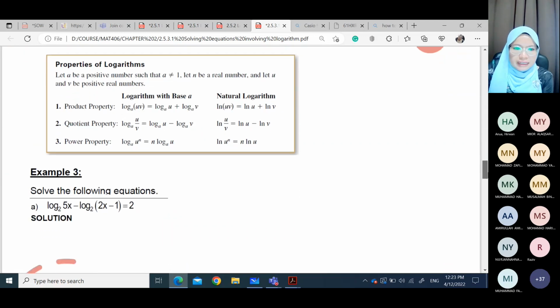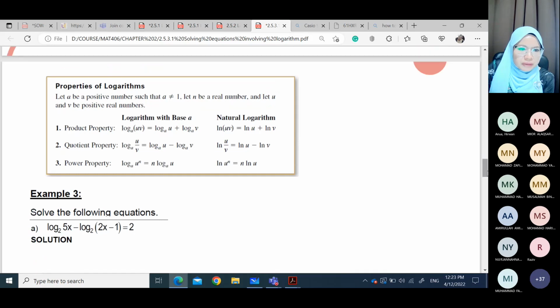Okay. Alright, so next, this is the properties of logarithms. So let A be a positive number such that A is not 1. So let N be a real number. So N is any number, N boleh apa saja nilai. And let U and V be positive real numbers. Okay, so ini adalah property bagi logarithms. Kita ada product property, quotient and power.